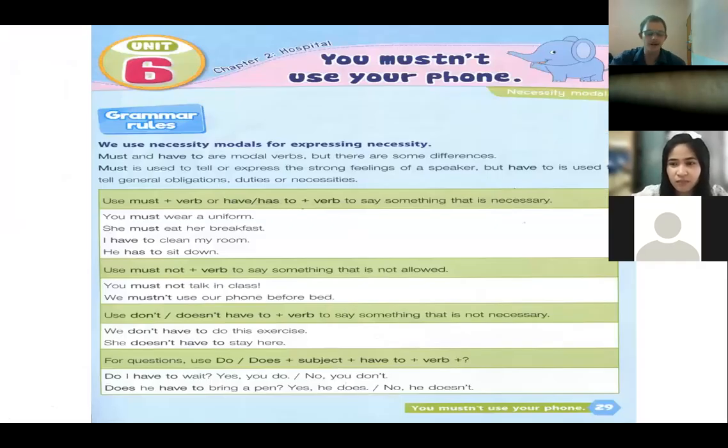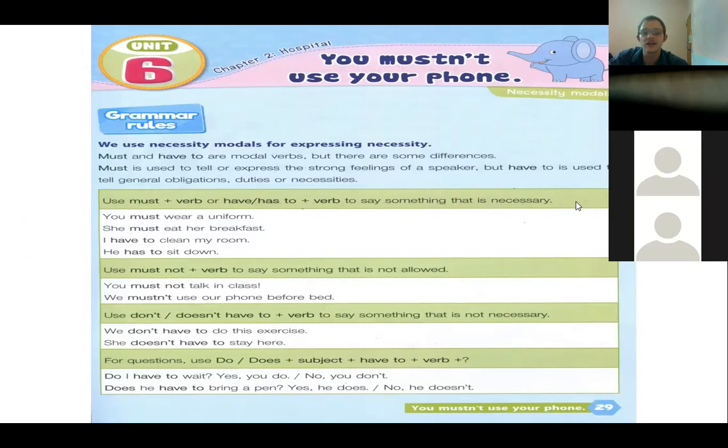So unit 6 on page 29. Unit 6 on page 29. We looked at it briefly last week, but I want us to look at it again because it's important for us to understand, before we look at the expressing for the modals for necessity.